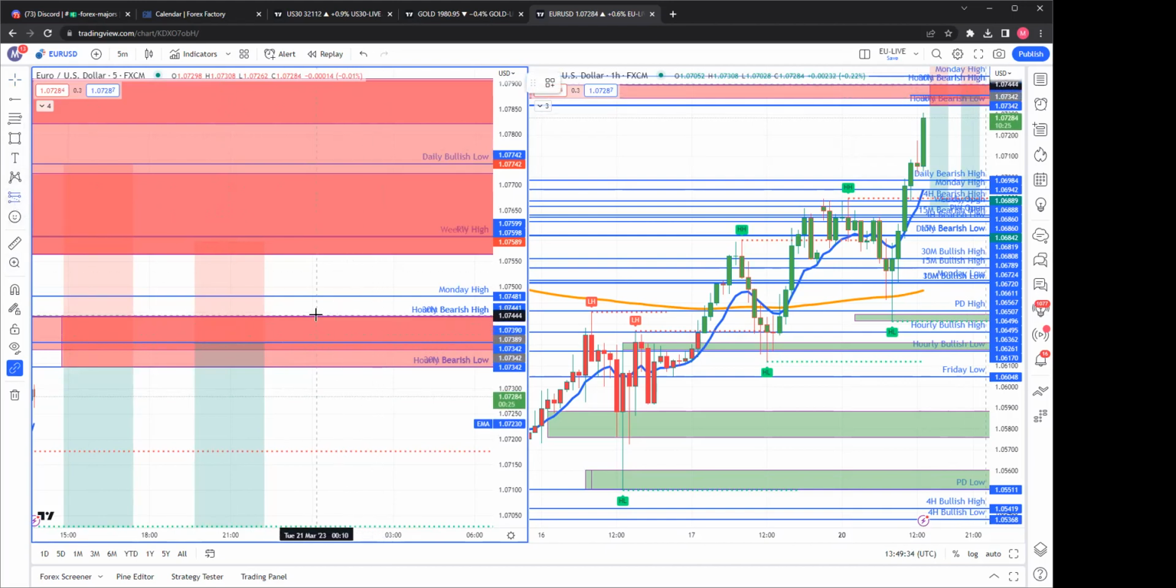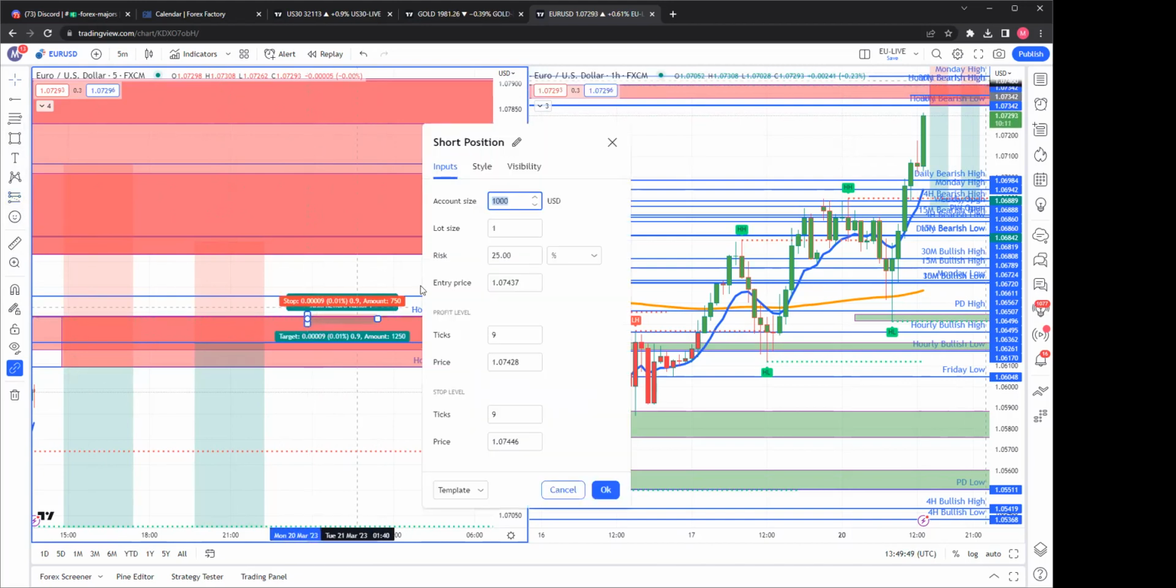The third sell entry will be at the hourly bearish high, which is at 1.074. I would say 1.07438, so as not to miss getting tapped in. For this one, again, stop level: 20 pips stop loss, 500 pips take profit.